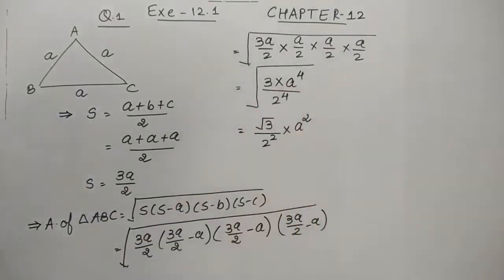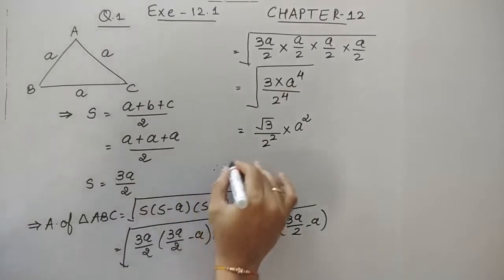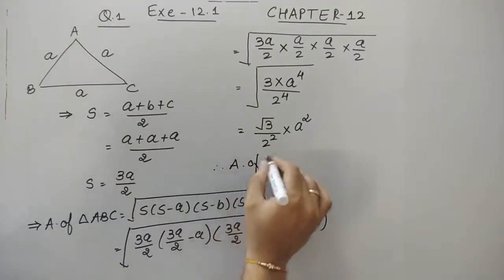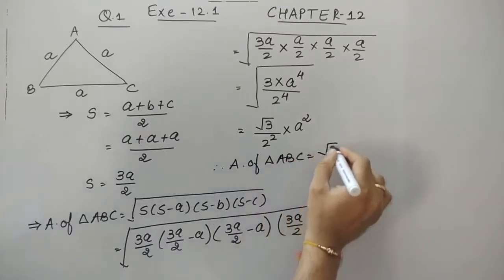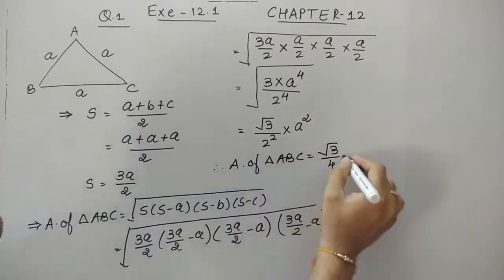So here this is the area of the triangle we obtain. The area of triangle ABC is root 3 upon 4 into a square.